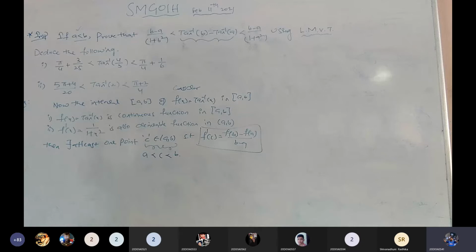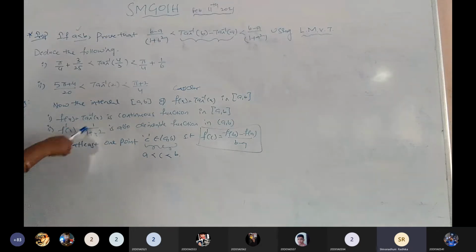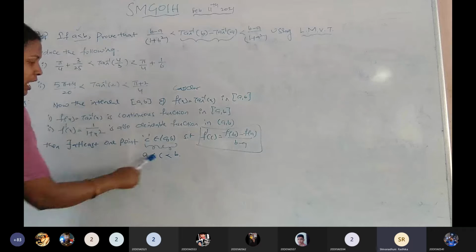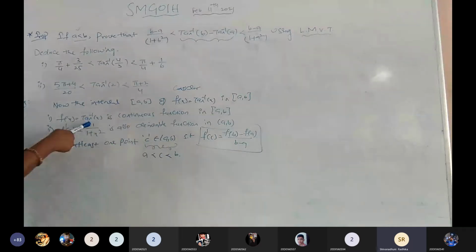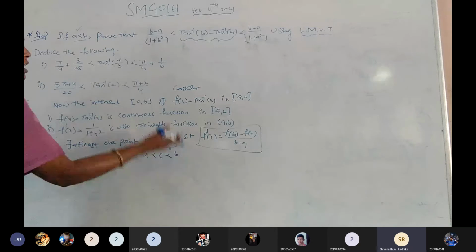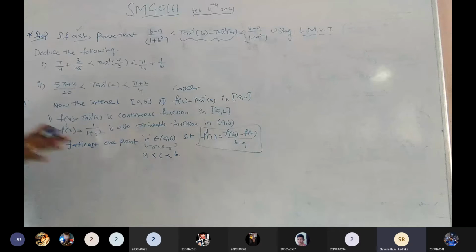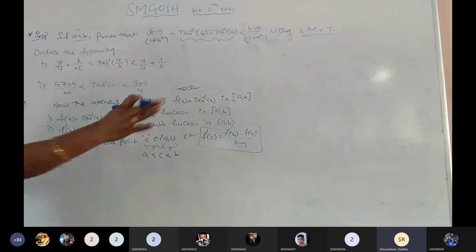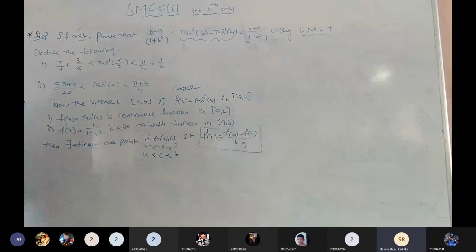Yes, ma'am. Now it is clear, ma'am. Next, listen. F dash of x is what here? F dash of x is 1 by 1 plus x square. Right? Now I want to change A, B into 1 by 1 plus x square. So what operations are required? I am going to apply them to A less than C less than B. I will write A and B so that this form comes, and I will apply whatever operations are required. Is it clear?